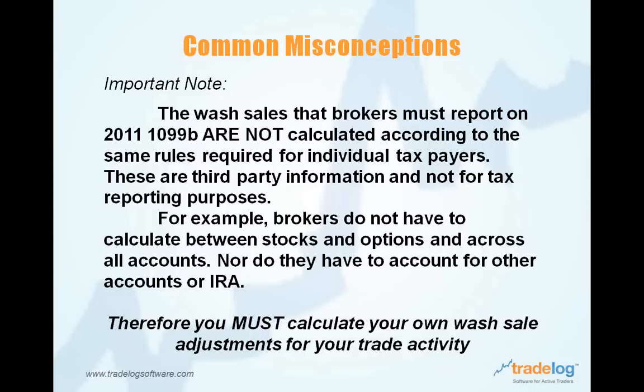So the IRS still expects you as an individual trader to calculate your own wash sale adjustments for your trade activity. The information provided by your broker is just third-party information. It's just to help the IRS to see whether you are reporting close to what you probably should be.